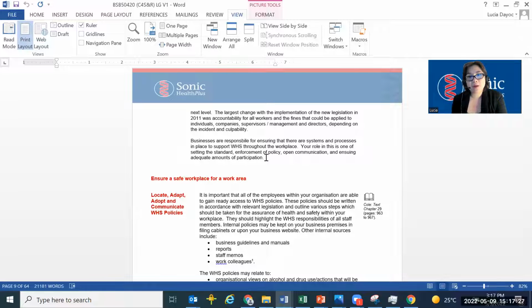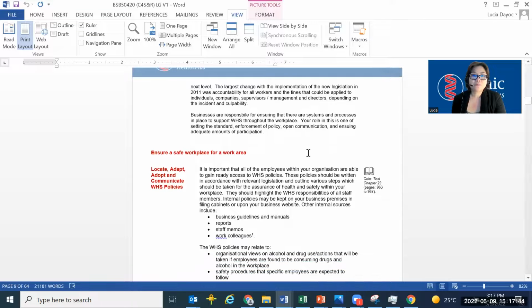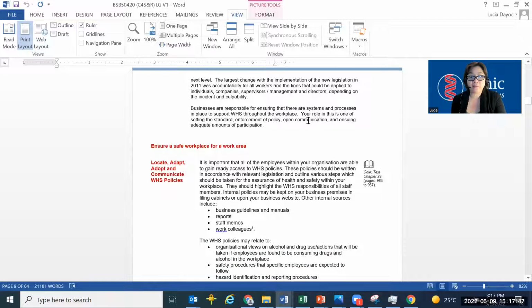Now, your role in this is one of setting the standard, enforcing the policy, open communication, encouraging it within your team, and ensuring there is adequate participation. As a manager, you cannot expect people to follow policy if they don't fully understand what that policy was made for.